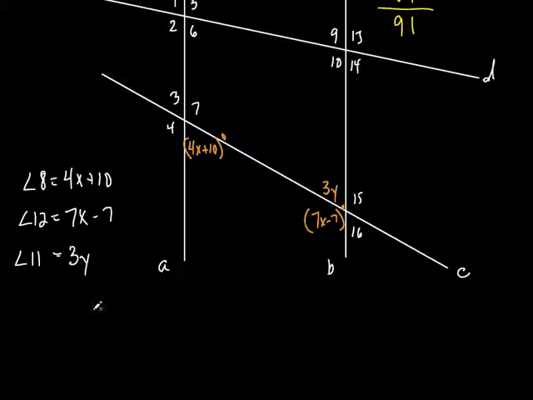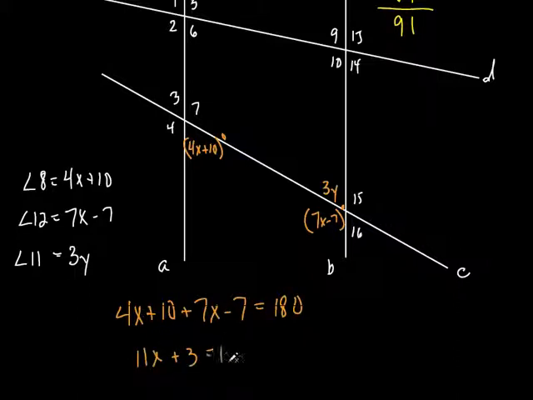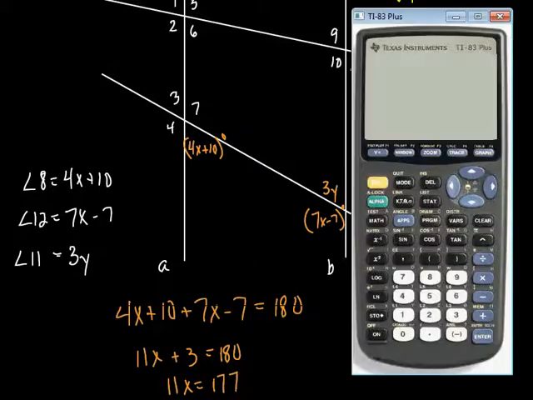So in order to be supplementary, what do we do to them? We add them up and set them equal to 180. And now we just solve for x. Let's do this really quick. That's 11x. When I add the x's together, that's a plus 3, and that's equal to 180. Subtract 3 from both sides, so that's 177. Divide by 11, and, oh, I think that doesn't come out very pretty, does it?